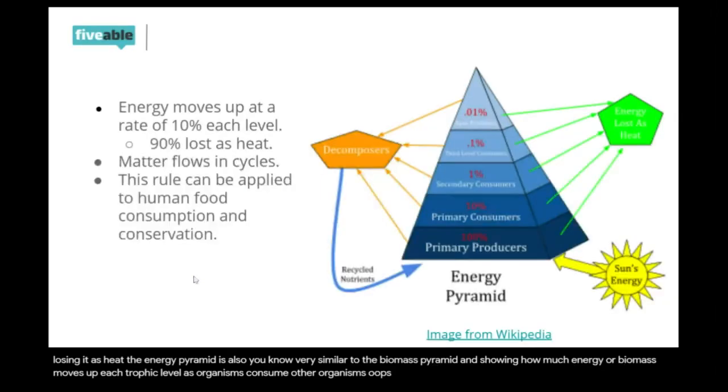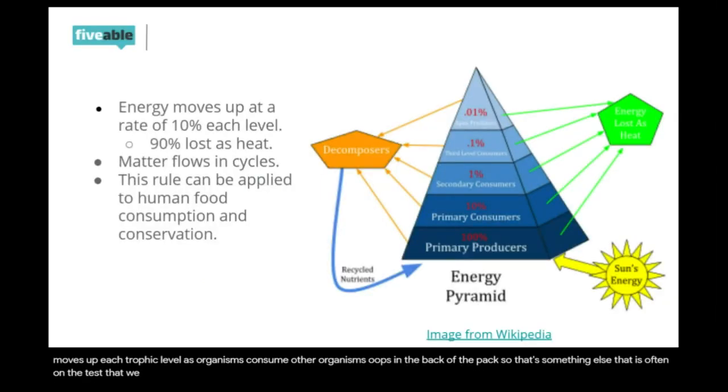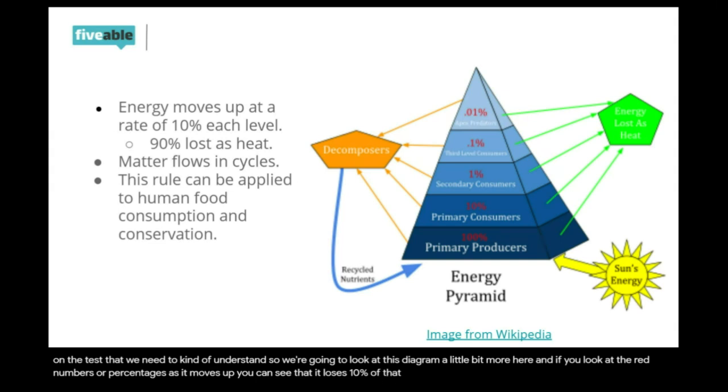Oops, let me go back really quick. So that's something else that is often on the test that we need to kind of understand. So we're going to look at this diagram a little bit more here. And if you look at the red numbers or percentages as it moves up, you can see that it loses 10% of that total energy as it's going in each step. And the same thing would be, or roughly the same thing for biomass as you move up.